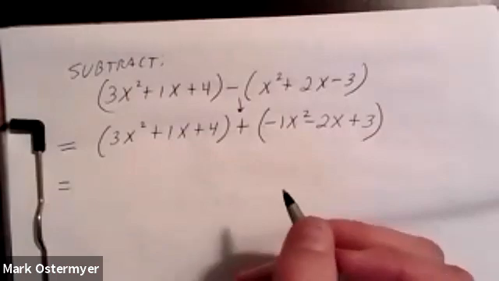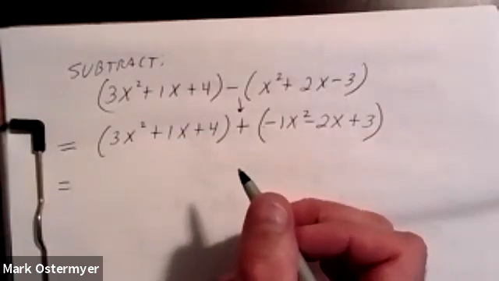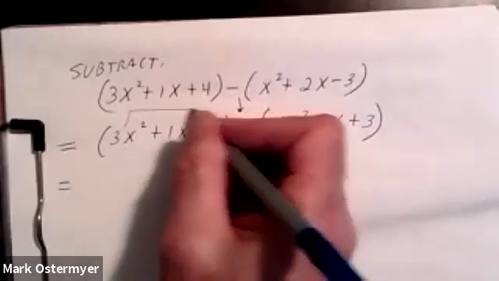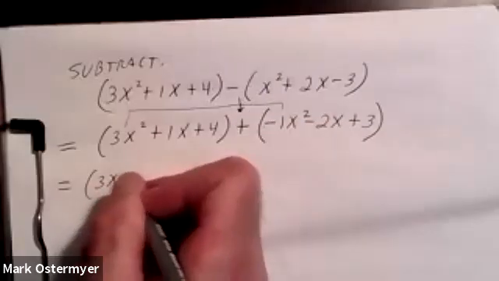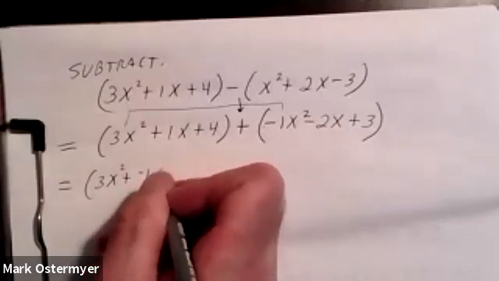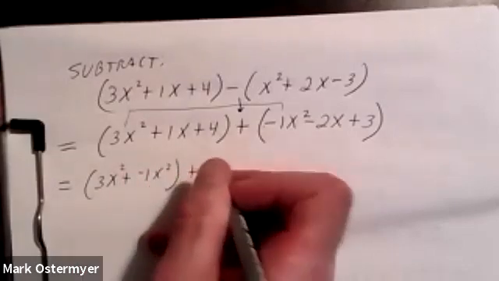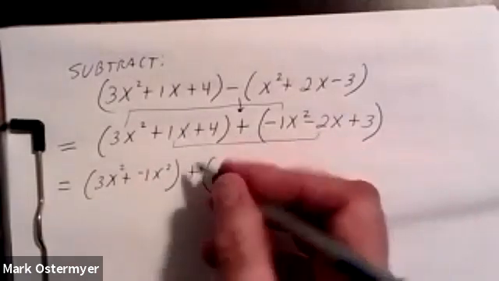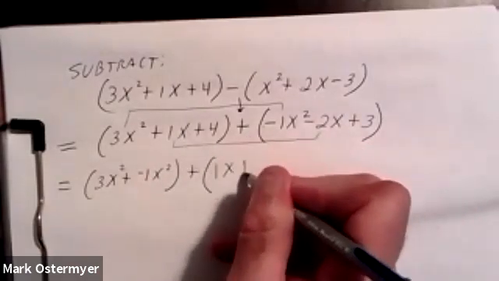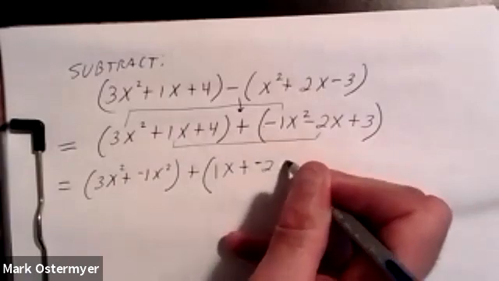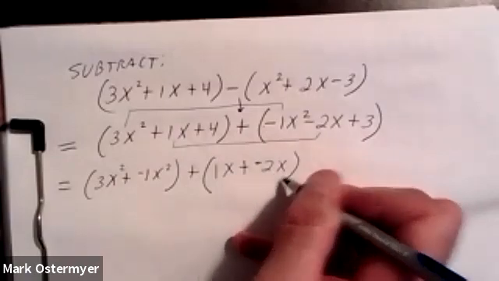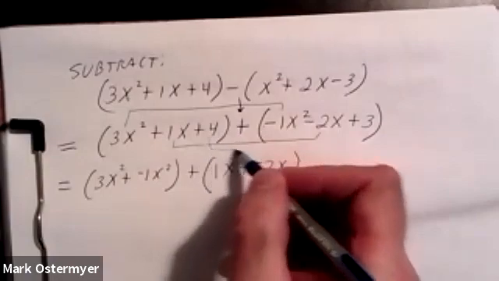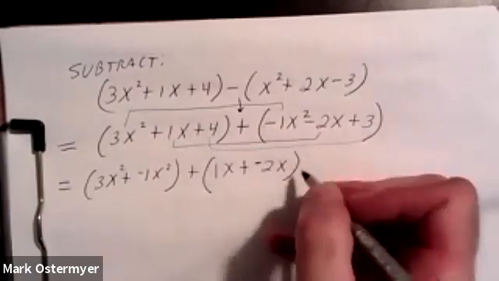Now to add these trinomials together, we can only add together like terms. So I can only add 3x squared and negative 1x squared. Feel free to regroup these like terms inside separate parentheses. You can always do this. 1x plus a negative 2x. And 4 gets added to 3.